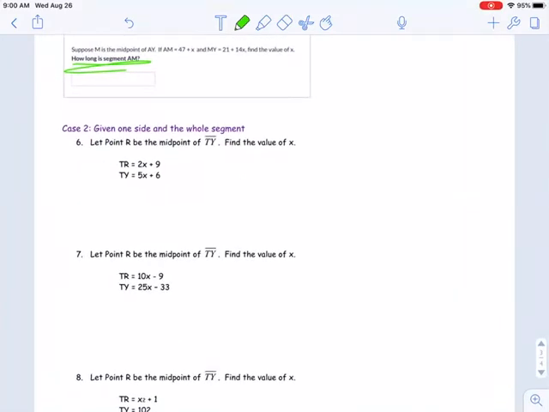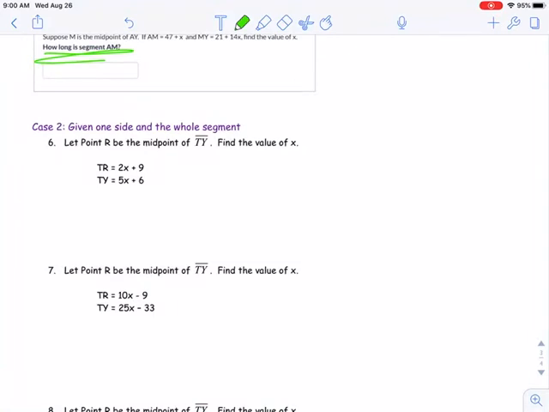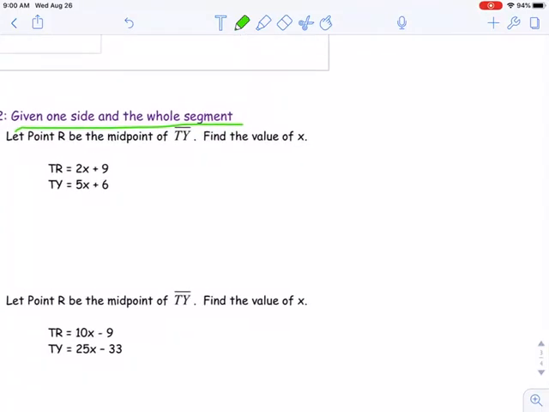All right, students, so now we're going to do case 2. Again, we're being very clear on this. In the future, you'll have to decipher this on your own, given one side and the whole segment. So this is why drawing pictures is very powerful, because before we would have just set 2x plus 9 equal to 5x plus 6. But once we draw a picture, R is the midpoint.